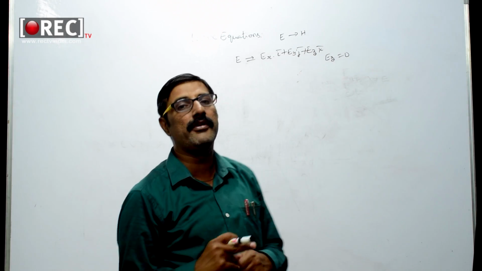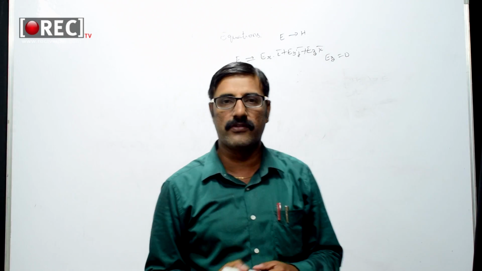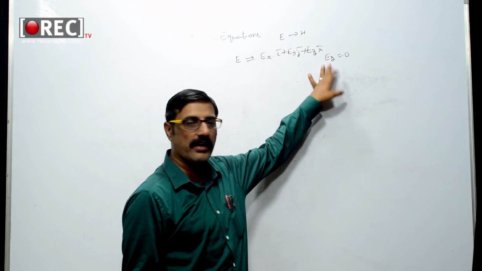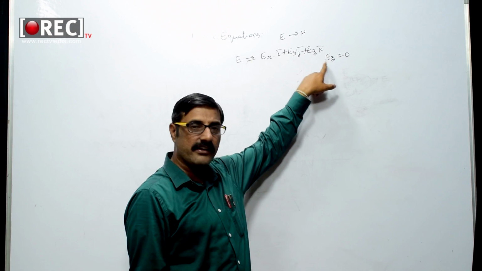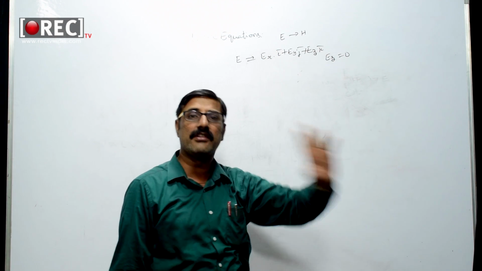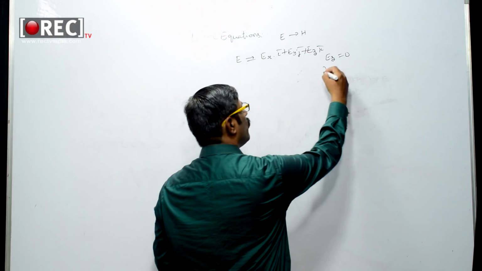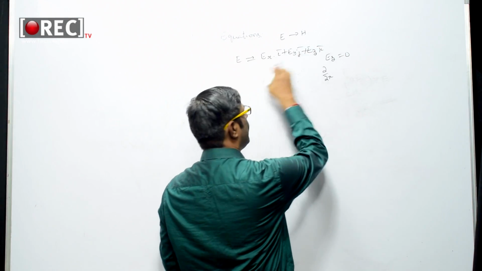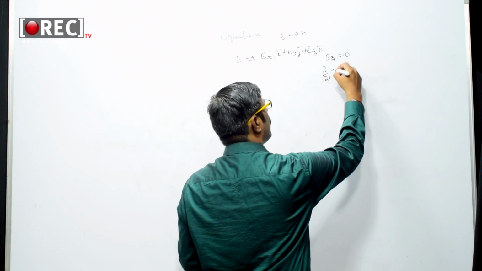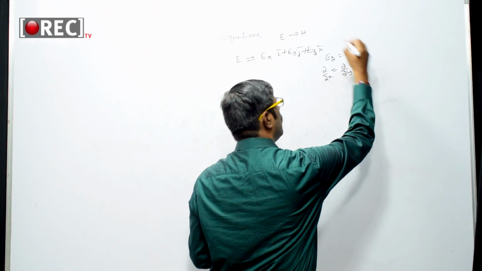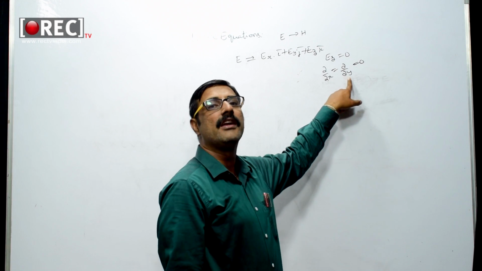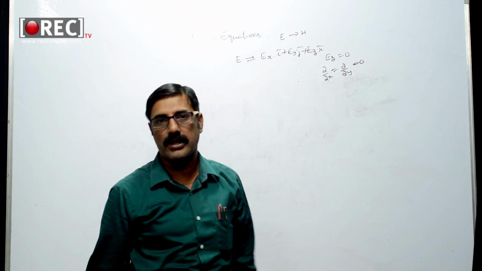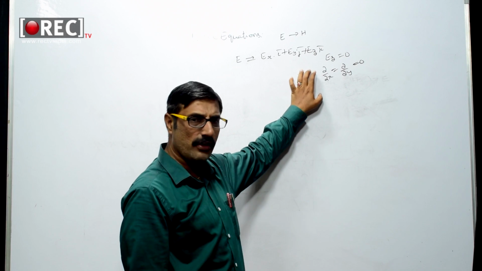It should not be varying in terms of the remaining two variables. That means, since we assume it is propagating in the z direction, the first condition it should satisfy is Ez equals 0. The second condition it should satisfy is that both dou by dou x and dou by dou y of any component should be equal to 0. That means it should not be varying with respect to x and y in any of the three components of E. That is the meaning of a uniform plane wave.